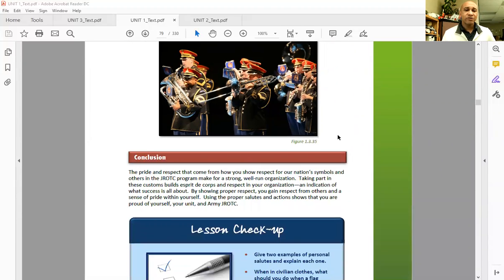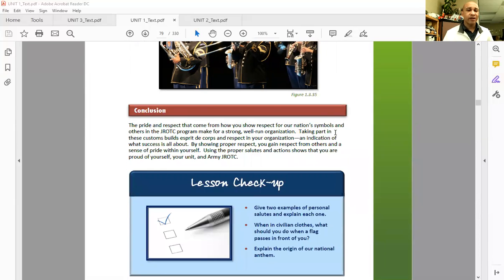You got to get in this book. You got to know it. And I'm telling you, if you don't know your rank by now, if you don't know the duty positions up to lieutenant colonel, battalion commander, and the staff, shame on you. We're in the second quarter of school. You should know those ranks and duty positions by now.